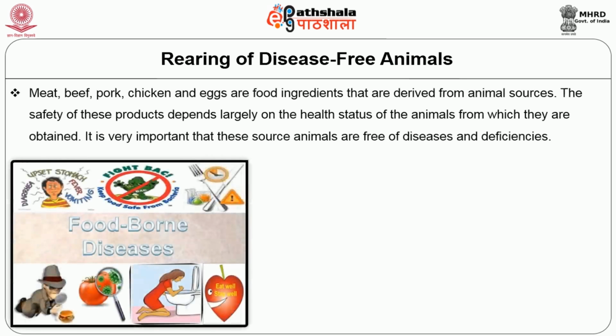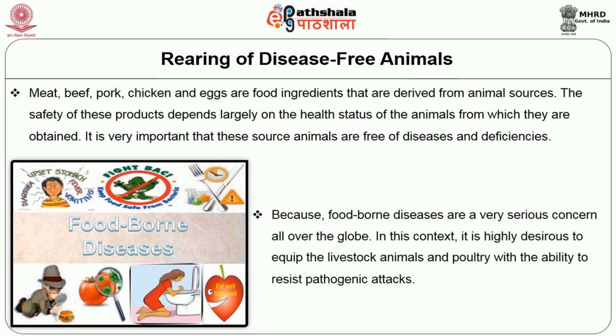Meat, beef, pork, chicken and eggs are food ingredients that are derived from animal sources. The safety of these products depends largely on the health status of the animals from which they are obtained. It is very important that these source animals are free of diseases and deficiencies, because foodborne diseases are a very serious concern all over the globe.